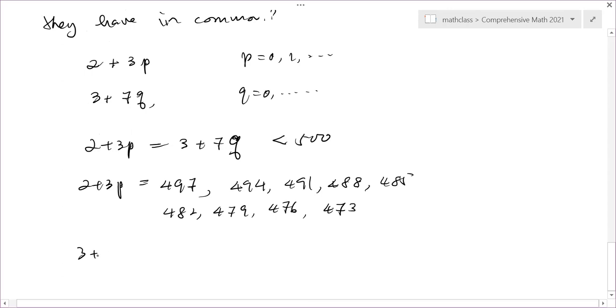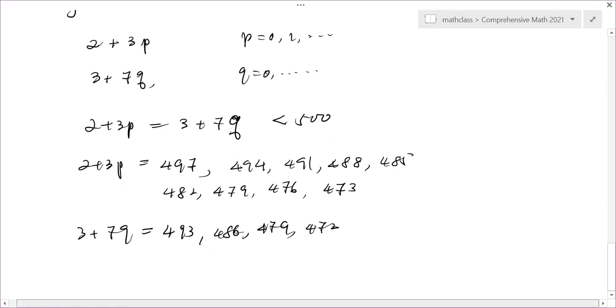Now 3 plus 7q. The largest number less than 500 is 493. How can I get this one? Then you just subtract 7 each time: 486, 479, and then 472. Then you look at it, and 479 sounds like it's working.